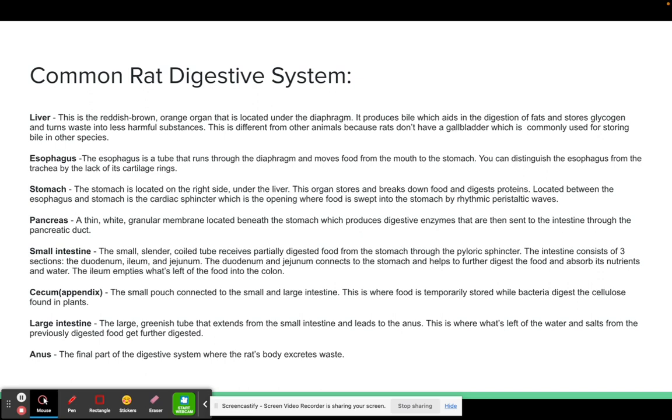This is actually different from any other species because rats don't have a gallbladder, which is commonly used for storing bile in other animals. The esophagus is a tube that runs through the rat's diaphragm and moves the food from the mouth to the stomach. You can distinguish the esophagus from the trachea due to its lack of cartilage rings.